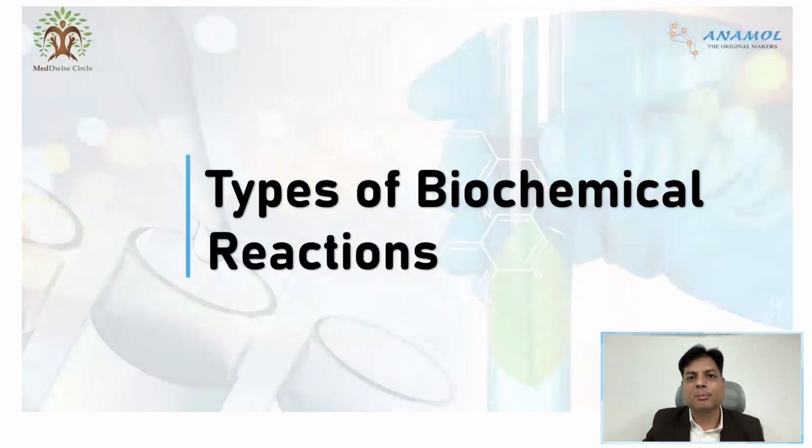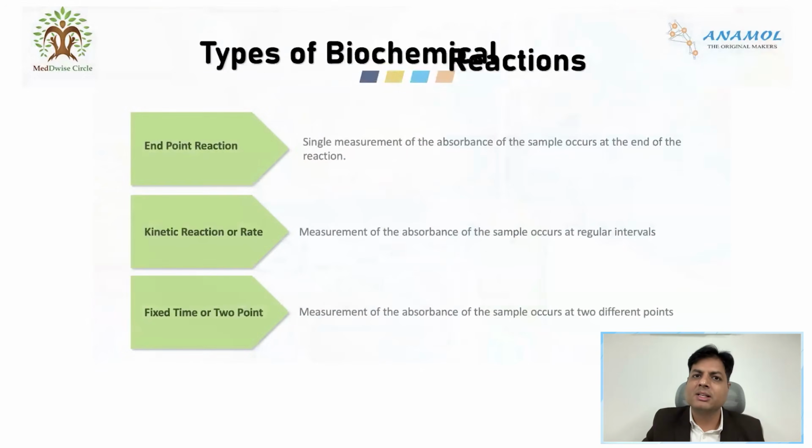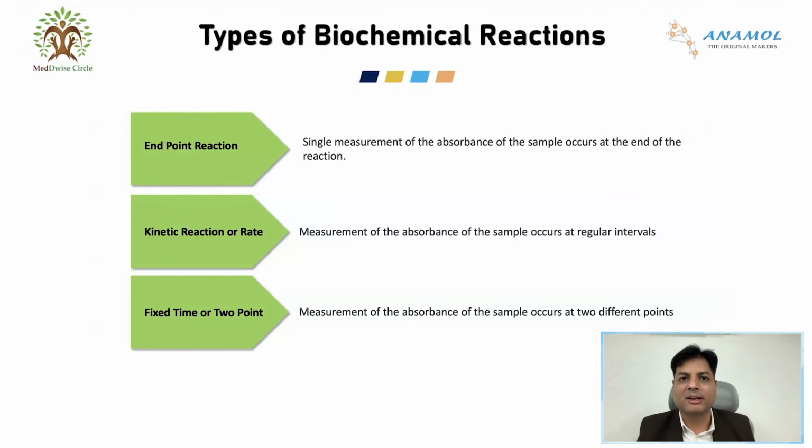We also discussed in our previous video that there are basically three major types of biochemical reactions. First is the endpoint reaction, where we wait for the reaction to get completed and then take the absorbance. Here, we take only one absorbance to measure the enzyme activity or to measure the substrate concentration or the analyte concentration. Secondly, there is a second type of biochemical reaction, which is kinetic reaction.